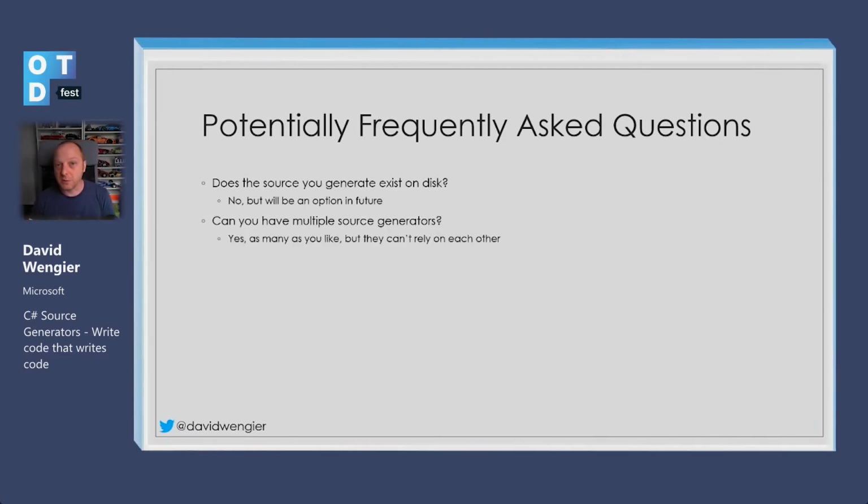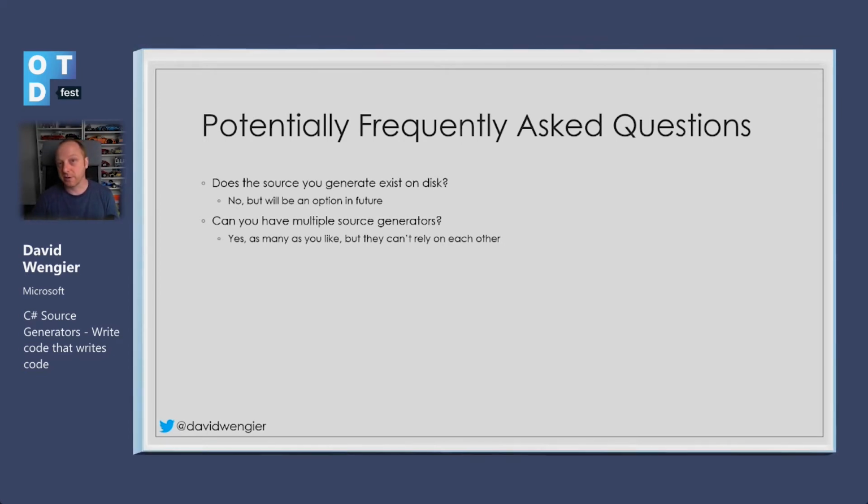Can you have multiple? You absolutely can have multiple, but they cannot depend on each other. The order in which source generators run is not determined, and so you cannot have a source generator and then have another source generator that uses the output of that. It won't work.